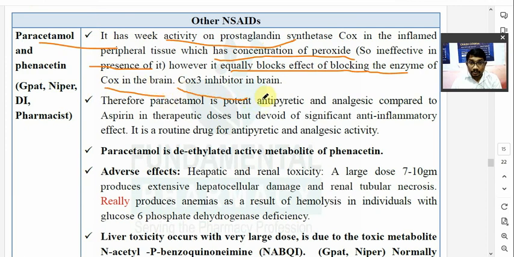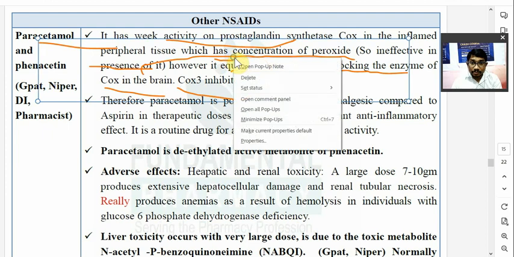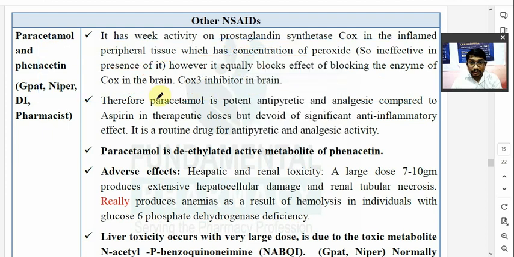इसके ऊपर दो बार क्वेश्चन आया. What is the mechanism of paracetamol? It is a selective COX-3 inhibitor in the brain. DI के एग्जाम में भी आ चुका है, GPAT में भी आ चुका है. So it is responsible for the antipyretic effect. Selective inhibition of COX-3 in the brain by paracetamol is responsible for its antipyretic effect.